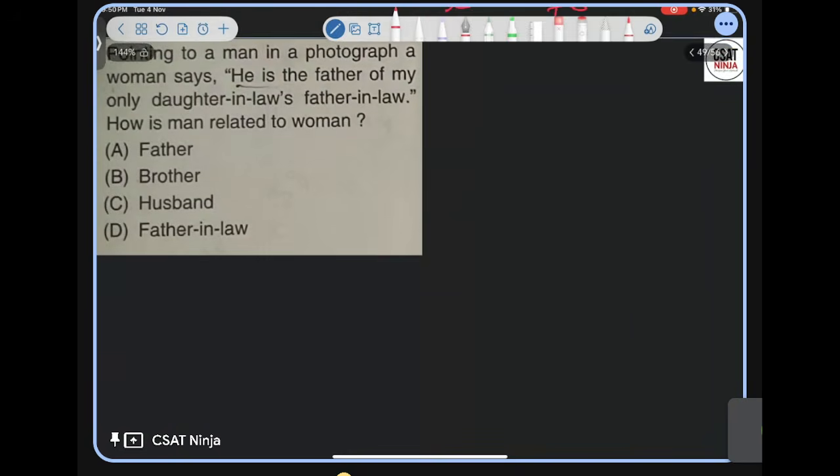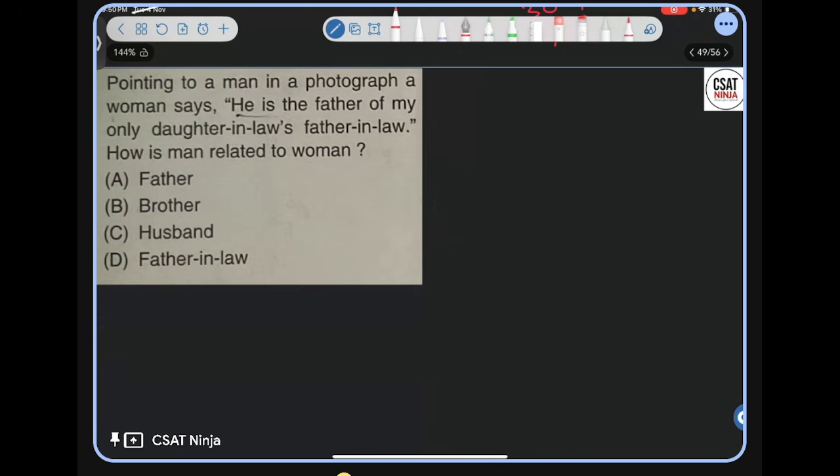Next is, okay, it's a blood relation again. Pointing to a man in a photograph, a woman says he is the father. Okay, he is the father of my only daughter-in-law's father-in-law. Okay, only daughter-in-law's father-in-law.